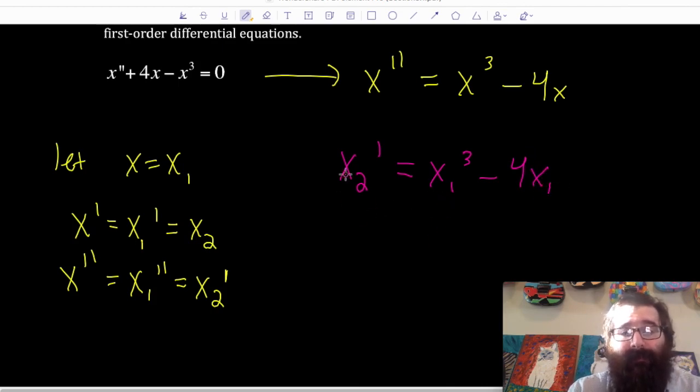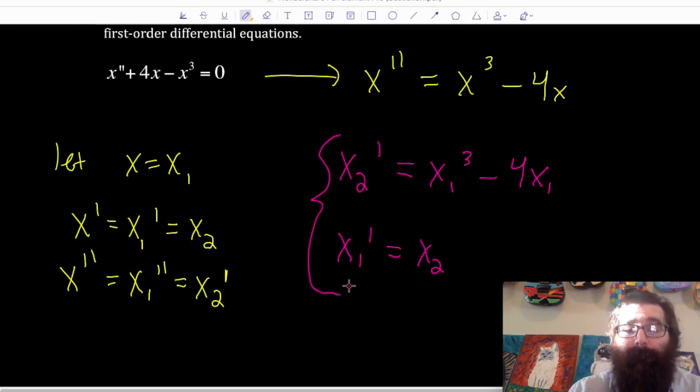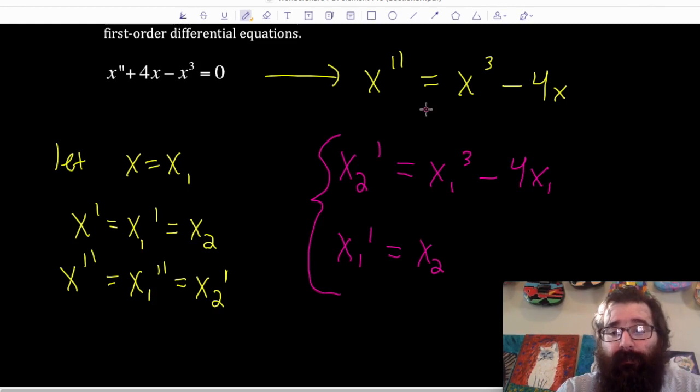But now I need something to connect to this differential equation as well. So the other statement that we're going to want to work with is that x sub 1 prime is equal to x sub 2. So here, x sub 1 prime equals x sub 2. I'm borrowing from my let statements. And this would be a system of first order differential equations that represents the differential equation I was given here.